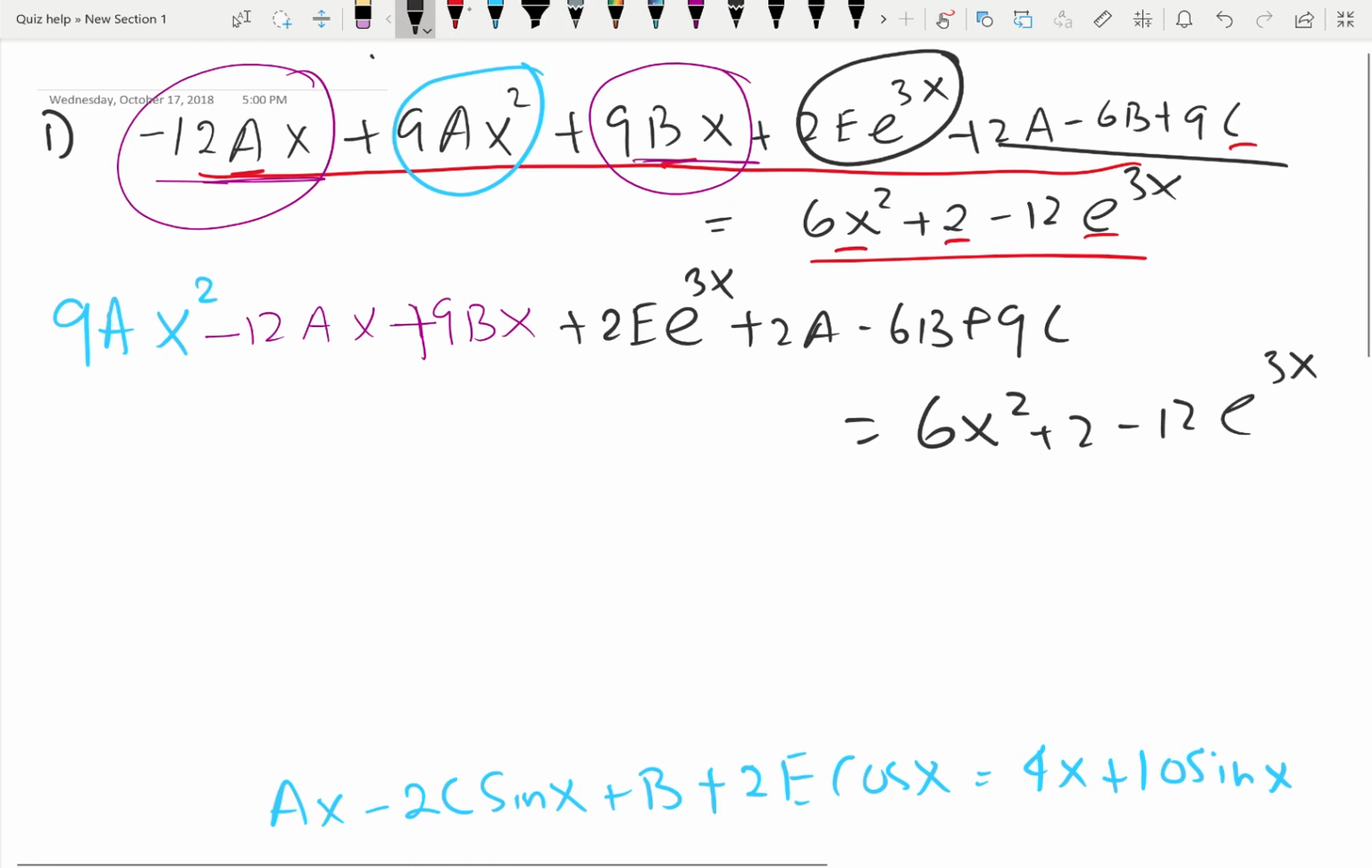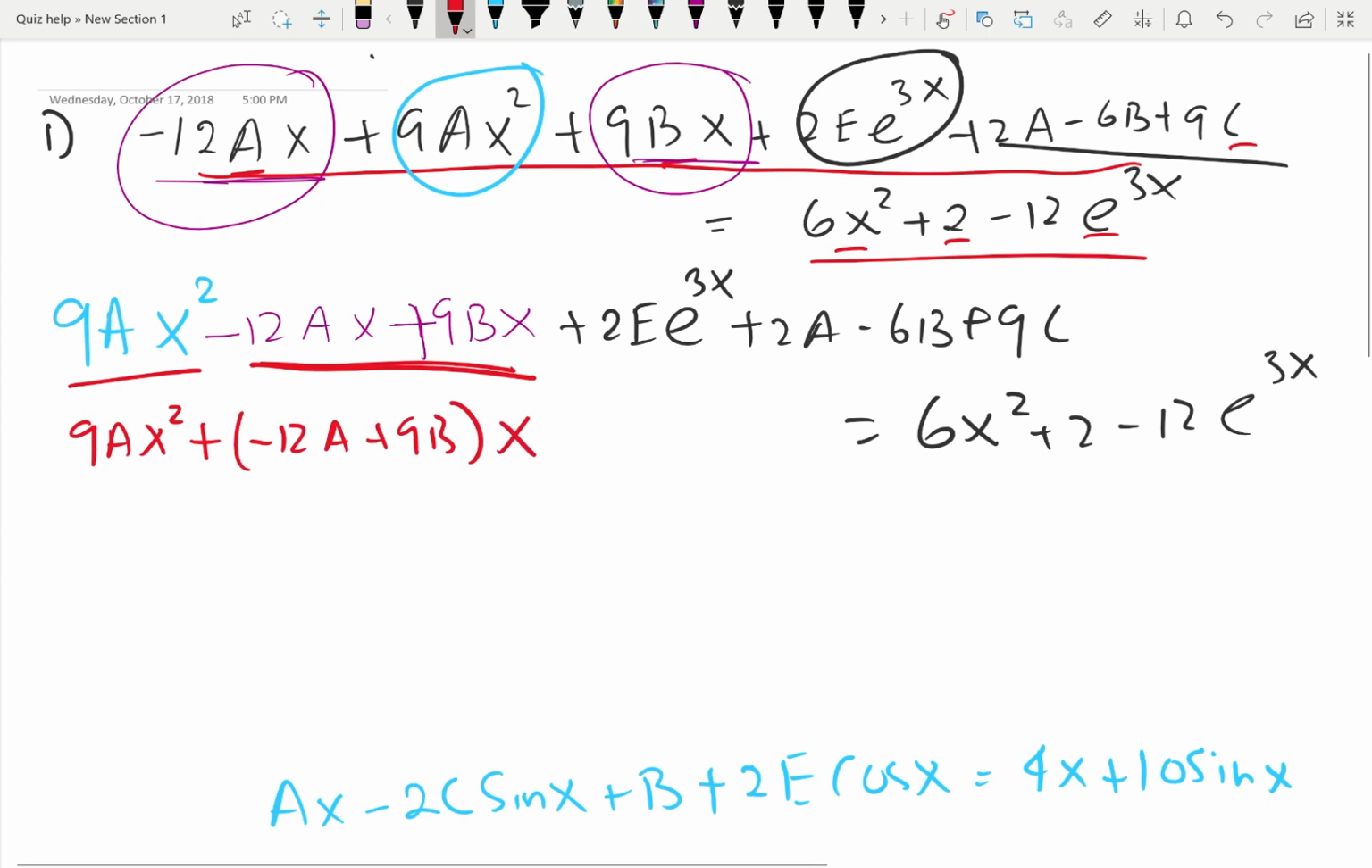Good. Now try to do a factorization on the left hand side if you have similar terms. Here this is the only single term, so I would write 9ax square. But here you have two terms with coefficients of x, so I would factor out an x there. So plus negative 12a plus 9b times x. I group them, and now I factor out the common terms in the similar category. Plus 2e to the 3x plus 2a minus 6b plus 9c is equal to this right hand side.